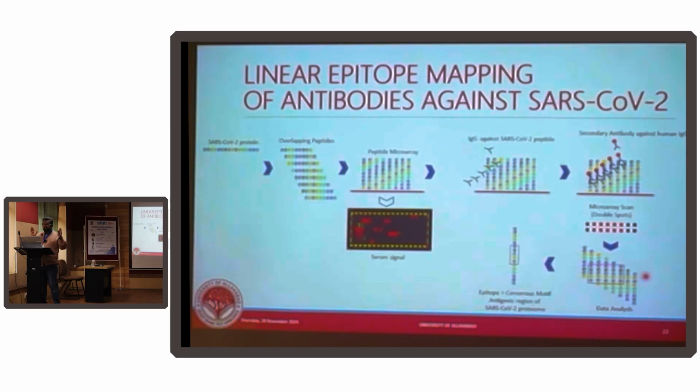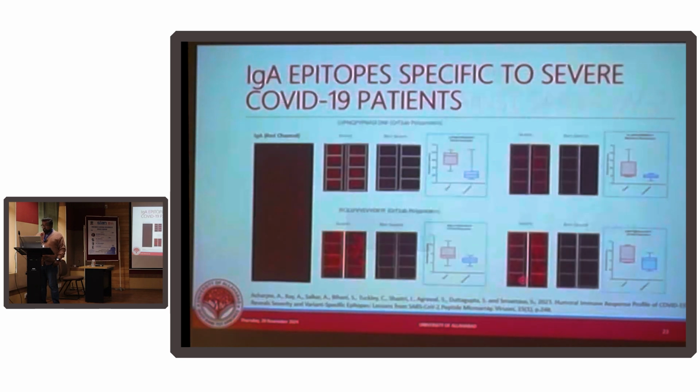The specific consensus motif. So this is the binding pattern, and this binding pattern will help me identify with a high resolution of only 2 amino acids. Only 2 amino acids. This will give me a very high resolution about where the antibody is binding. It can be IgG, it can be IgM, it can be IgA, depending on what you want to study, right?